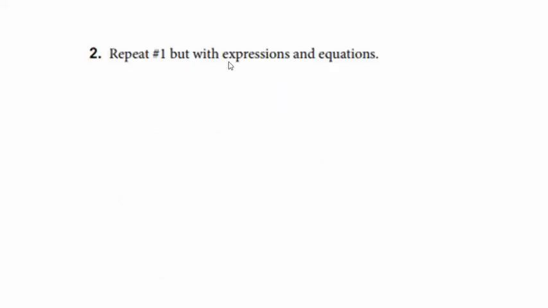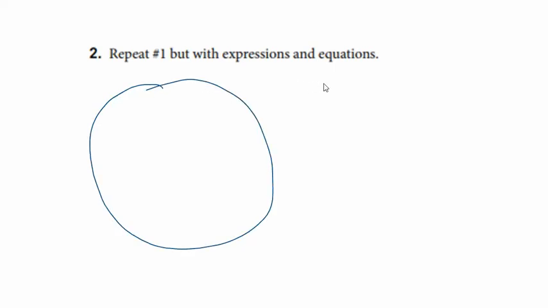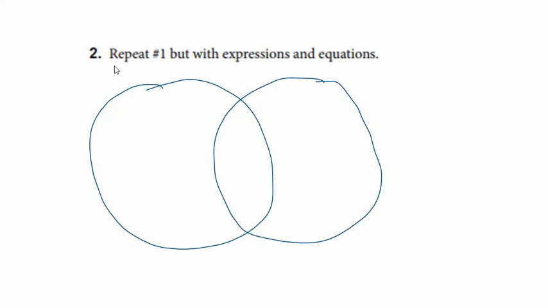Alright, so now we're going to repeat problem 1 with expressions and equations. So we're going to make a big circle for expressions and a circle for equations. And we always want to label them. So we're going to do the same thing. I'll list one here.